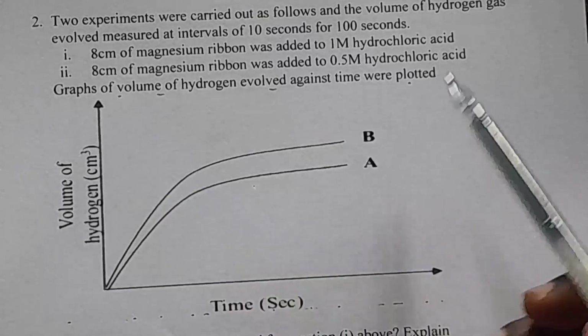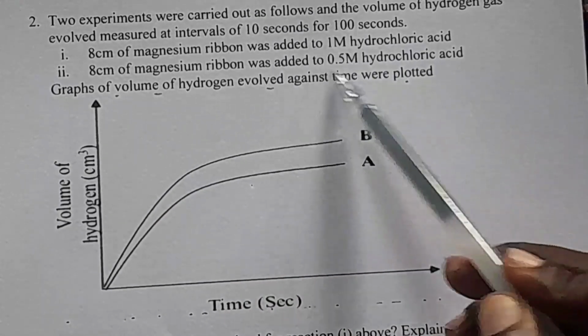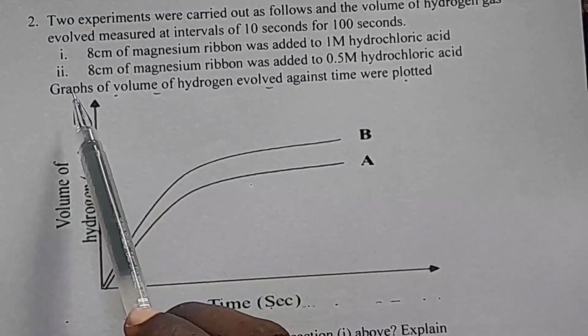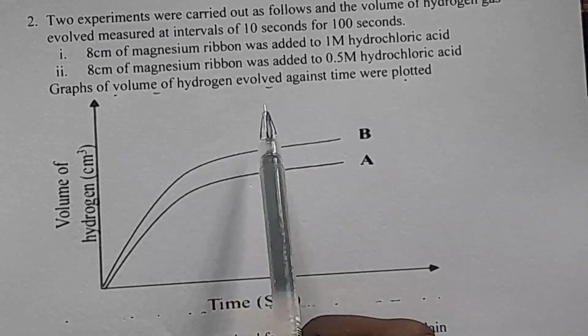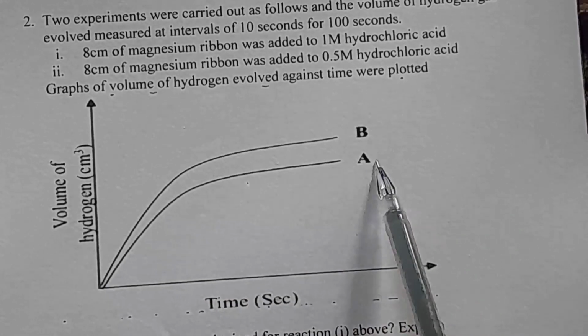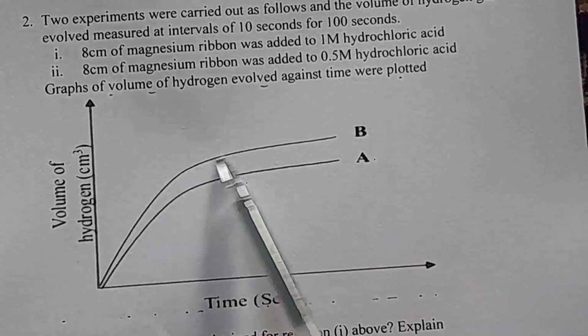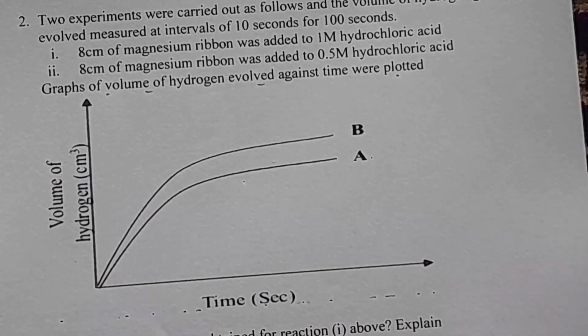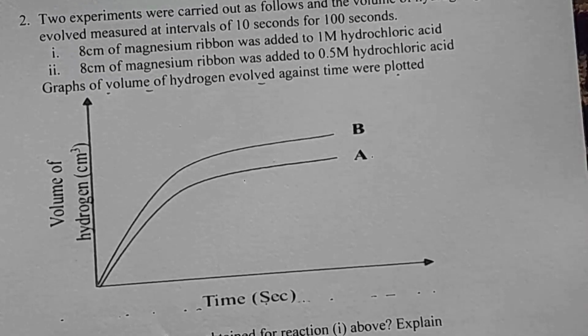So here, in the 2 experiments, the change was only in concentration. That means the mass of magnesium was constant, or the same. We are told graphs of volume of hydrogen evolved against time were plotted. Here we have graph A, and here we have graph B. Here we have the volume of hydrogen in centimeter cube, and here we have the time in seconds. So let us see the questions.